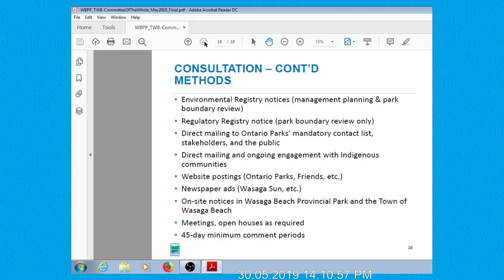There'll be direct mailings to a mandatory contact list that Ontario Parks maintains for a wide range of stakeholders, as well as the mailing list that we've been developing at the park through a variety of processes. We have direct mailings and meetings with Indigenous communities, website posting, newspaper ads, on-site notices. Any way that we can get the word out, we're happy to do so. The comment periods are 45 days, generally speaking. So meetings and open houses as required throughout the process. We're happy to meet with stakeholder groups, individuals, we do it all the time. So, sorry to charge through the last, but here we are.